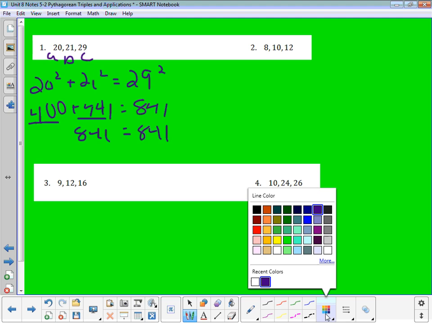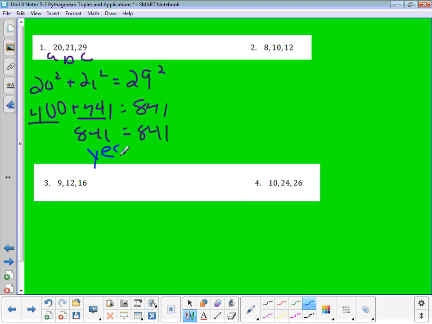So yes, this is a Pythagorean triple because we can plug those in and we can get the right triangle out. Let's take a look at number 2.